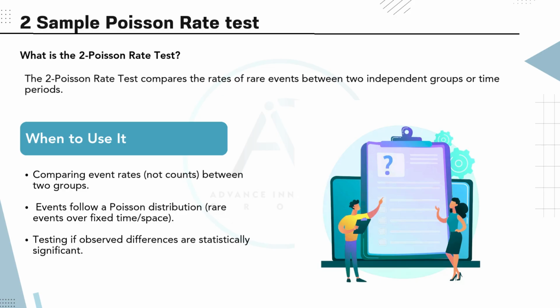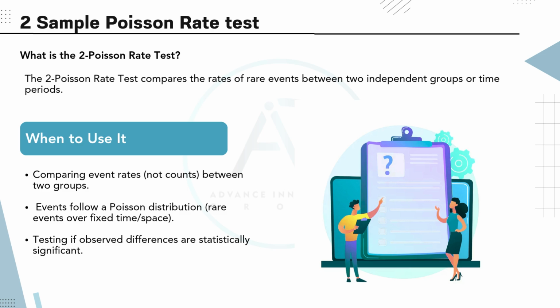2. The events are rare and occur randomly over a fixed interval, like number of breakdowns per machine hour or defects per square meter. 3. You want to test if the difference is statistically significant, meaning the observed variation in event rates isn't just due to chance.